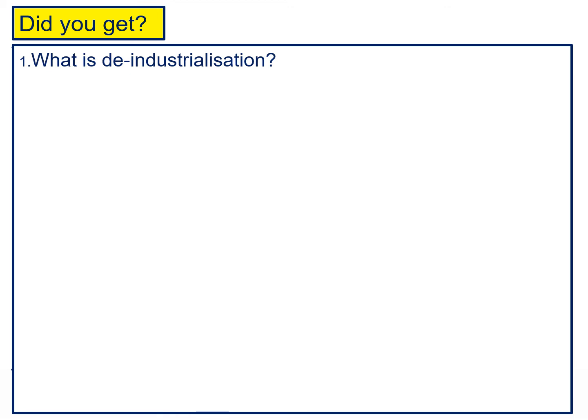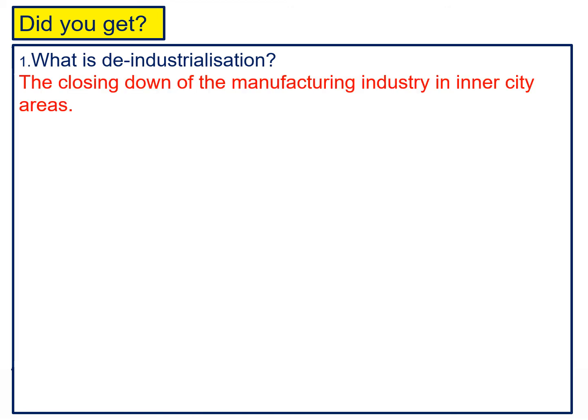So what is deindustrialization? You should have written that it's the closing down of manufacturing industries in the inner city areas. Back in the Victorian times, when factories started to open a lot in city centres, that was the main industry, and that is why people started to move into the city for that work. That's where all those terraced houses started to be built as well, to house people that were working in these factories. But as time has gone on, those manufacturing industries have closed, and we call that deindustrialization.